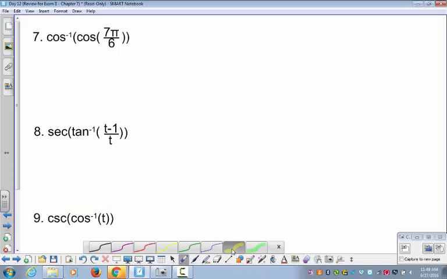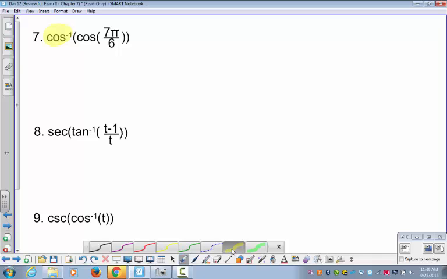The outside function is the inverse trig function. So that means the final answer should be a ratio or an angle. Angle. The final answer should be an angle. Right? Inverse trig functions are angles. Trig functions are ratios. So the end answer should be an angle.